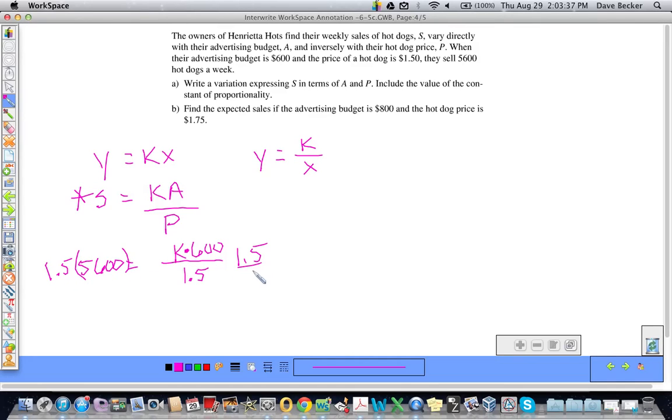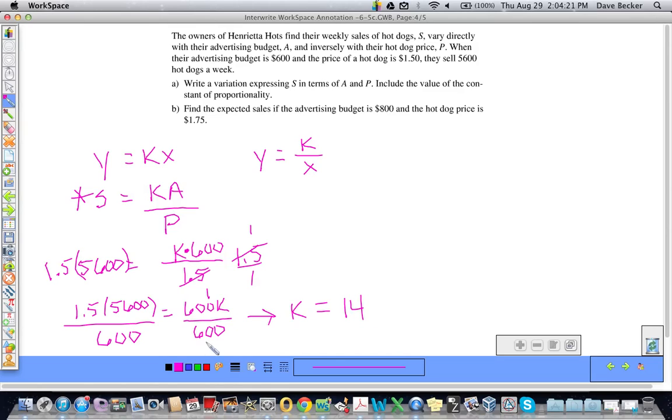Think of this as 1.5 over 1. And then these cancel. And so I have 1.5 times 5,600. I'm just going to leave it like that. 1.5 times 5,600 equals 600K, because everything else is ones. And then I divide both sides by 600. I don't have my calculator out, so I'm just going to cheat a little bit here and tell you that 1.5 times 5,600 divided by 600 gives me K equal to, let's see, 14.